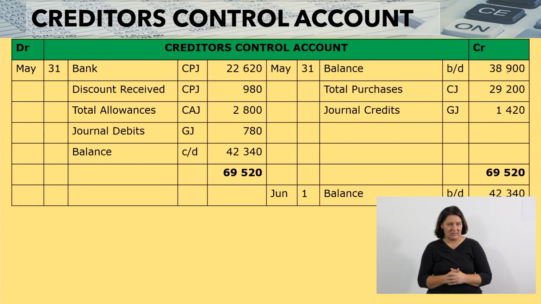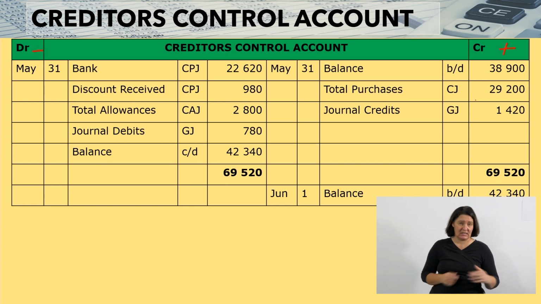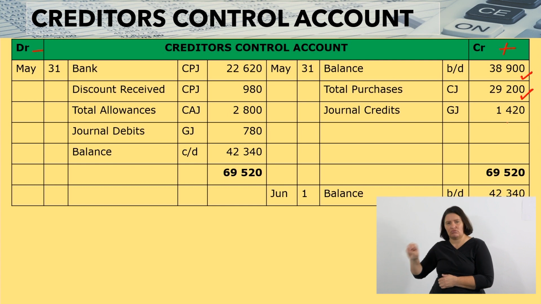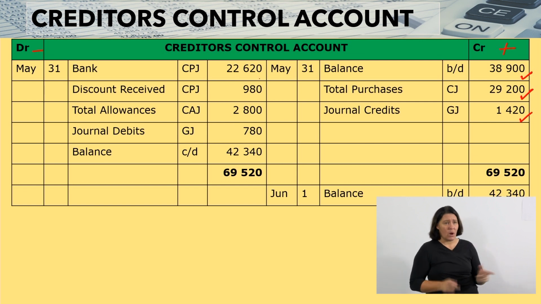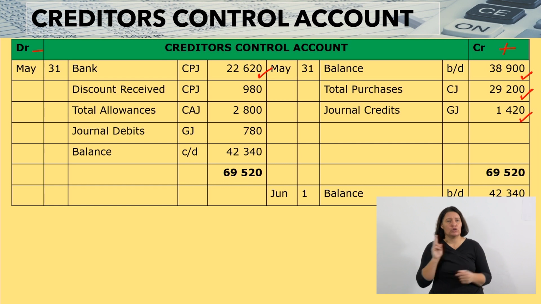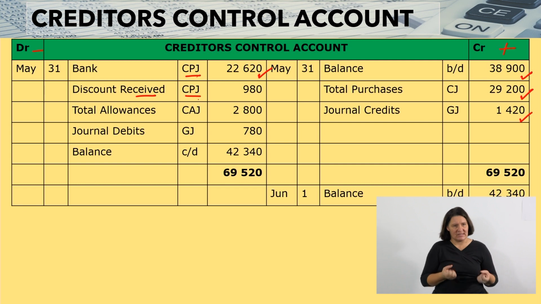Let's quickly go and look at a complete creditors control account. Here is my complete creditors control account. On the credit, it increases. On the debit, it decreases. We began the month owing 38,900. We purchased goods, 29,200. And there's a possibility we charged interest, 1,420 journal credits. And then we have paid our account, 22,620, and this is from the CPJ. Upon paying our account, the creditors granted us discount, which we call discount received, from the same journal, CPJ, 980.